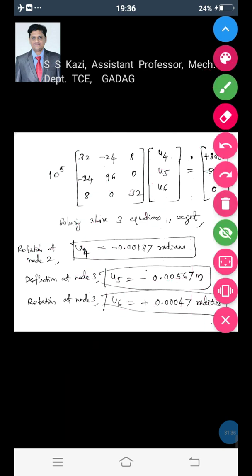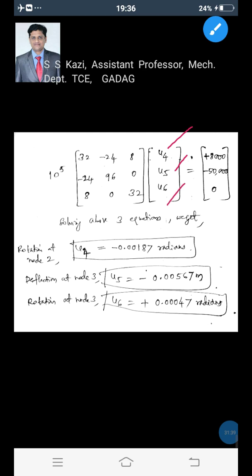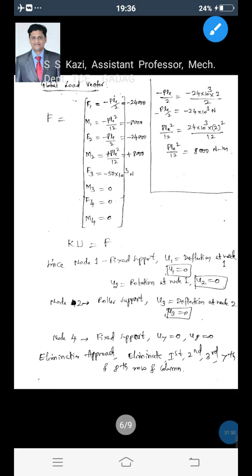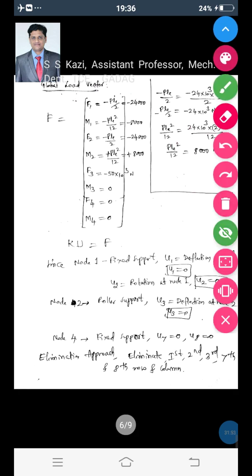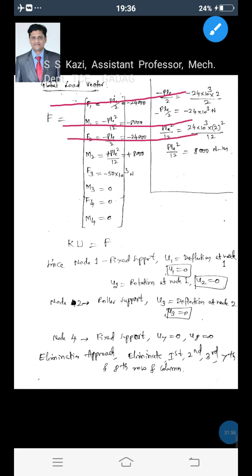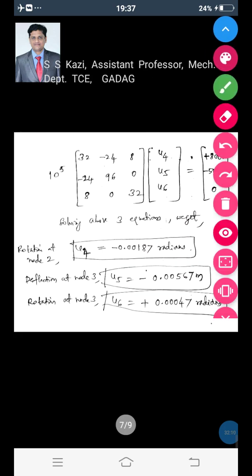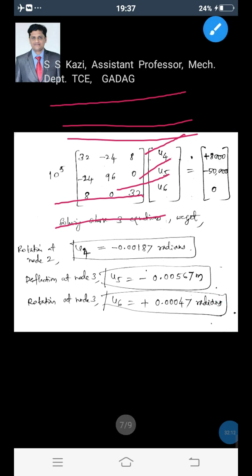Okay. Now the remaining 3 equations, that is u4, u5, u6, you need to solve for. After elimination of the first, second, third and 7th, 8th terms, we will get those values. What are those? You can see here, the first, second, third, next 7th and 8th rows. If you eliminate, the remaining are plus 8,000, minus 50,000, 0. You can observe here in the next page, what I wrote: plus 8,000, minus 50,000, 0.